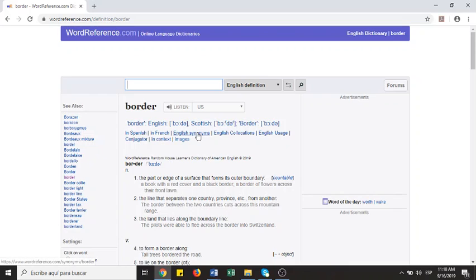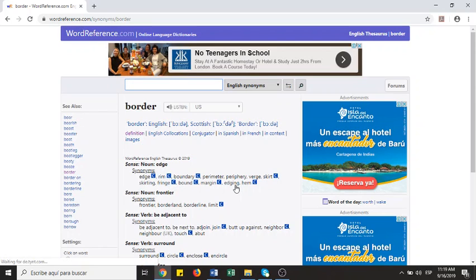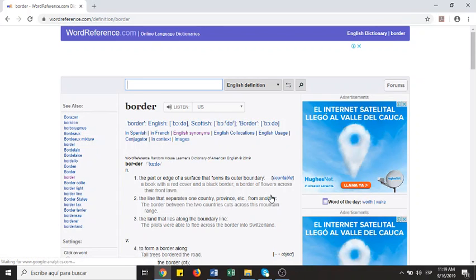Also, I go here, English synonyms, right? I also look for synonyms. So it says edge, boundary, perimeter, margin, periphery. I don't know, I would select one of those. I say perimeter is close to Spanish, or margin. I guess I would use that, right? So I bring the definition, the line that separates one country from another, and I will write perimeter or margin.